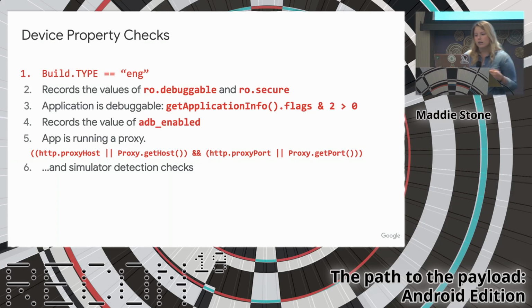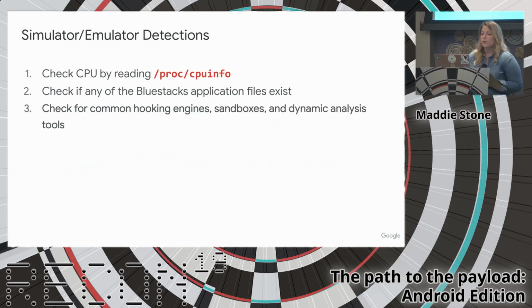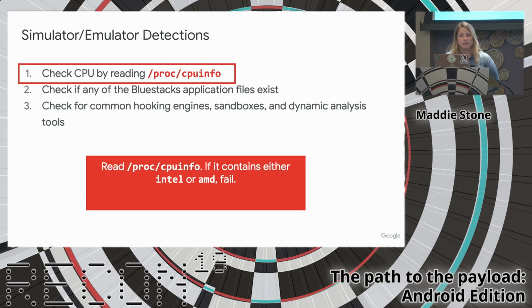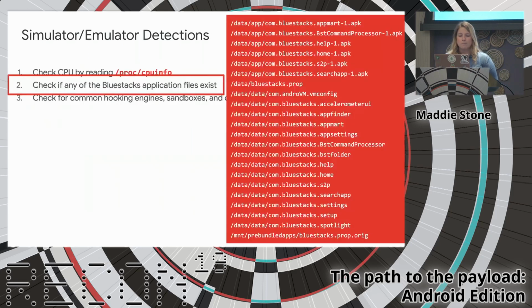And so these are all of the checks they use to get that information. And then they move into emulator. Their word is simulator within the code checks. These can be grouped into 3 different categories of checks. The first one is, again, they're just checking CPU info, making sure they're not on Intel or AMD.